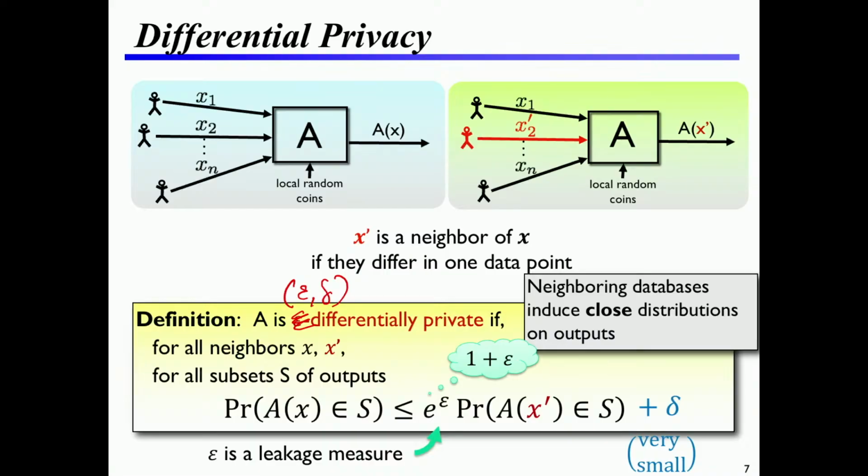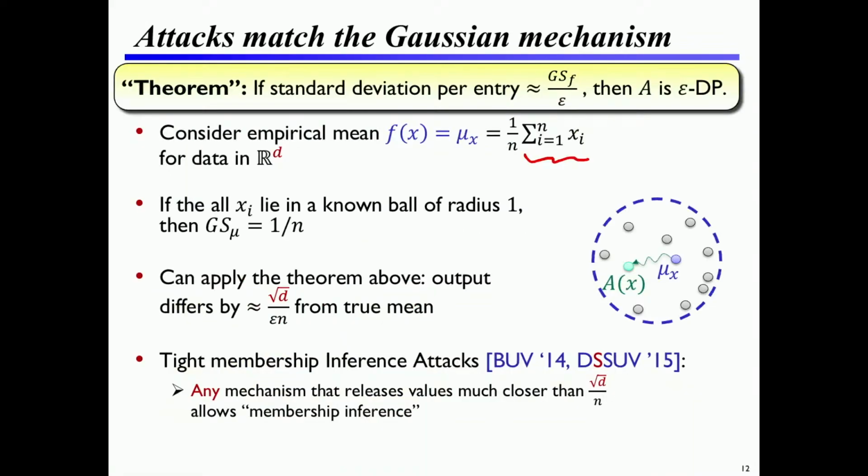And so there's a sense in which these membership inference attacks are like the negation of differential privacy, although the membership inference attacks we saw earlier don't require knowing all the rest of the data. They just require knowing its distribution.